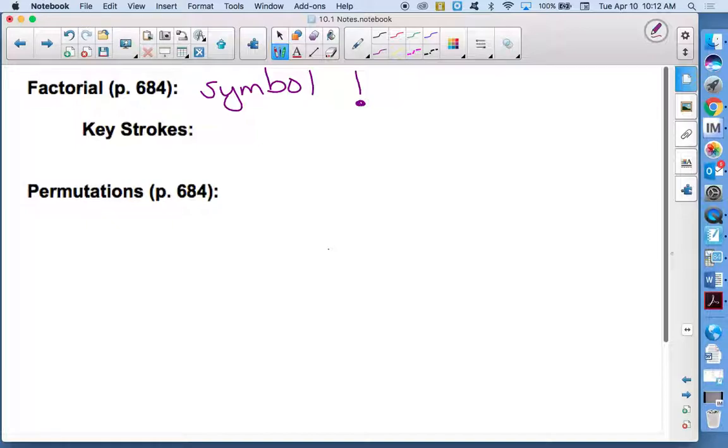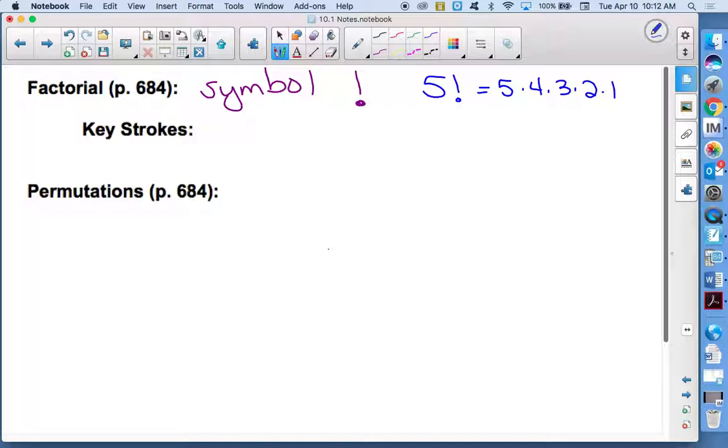Does it multiply all the numbers that are like it? If it's like 45, it goes 45 times 44 times 43 all the way down. Exactly. So a factorial takes your number and it essentially multiplies every number that comes before it together. So 5 factorial would really be 5 times 4 times 3 times 2 times 1. That would be 5 factorial.